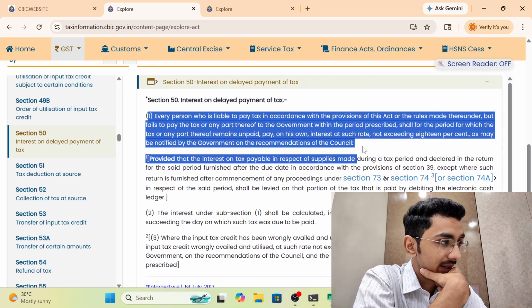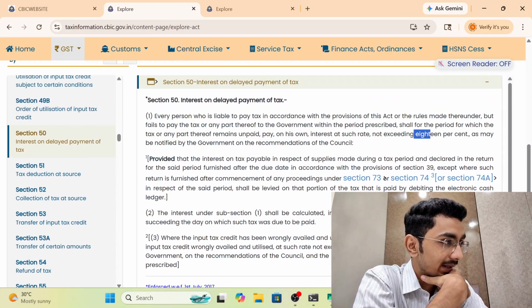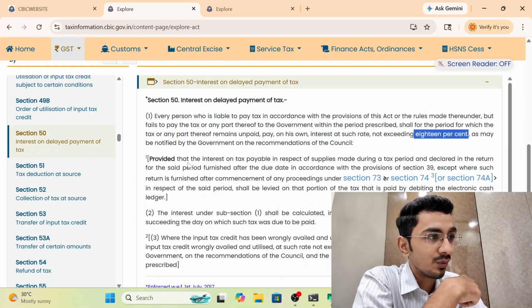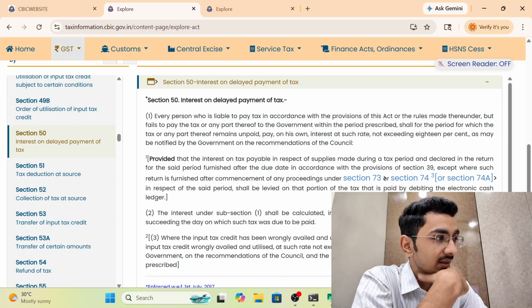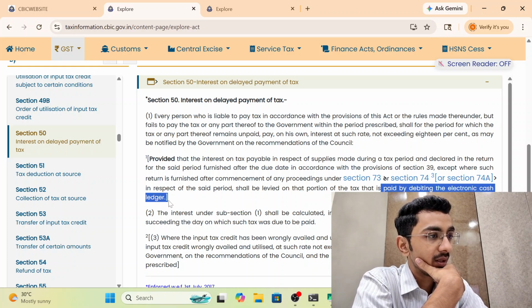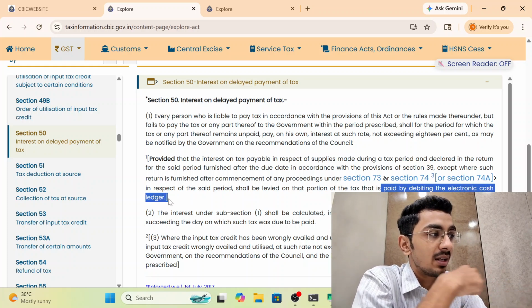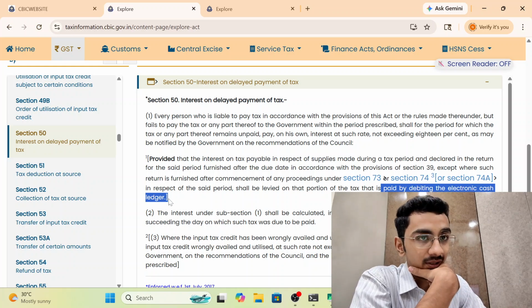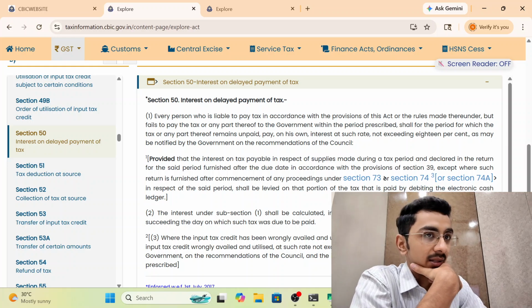Now, the first one tells that you have to pay at the rate of 18%, as I told you, and the proviso tells that it shall be levied only on whatever you are paying through your electronic cash ledger. That means 100 minus ITC 70, net payable 30. In this case, it is covered. You just have to pay interest on the rupees 30.